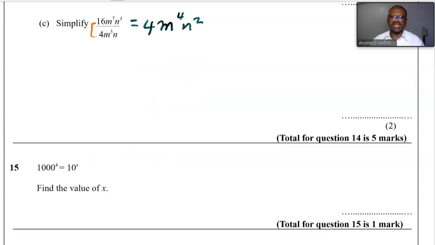This question is interesting. When we look at the left-hand side, the base is 1000. But we will be able to write 1000 as a base of 10. How can we do that? If you don't know how to do it, even you can use that. So we have 1000.